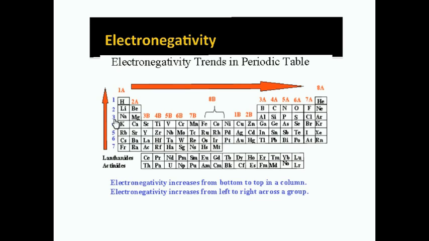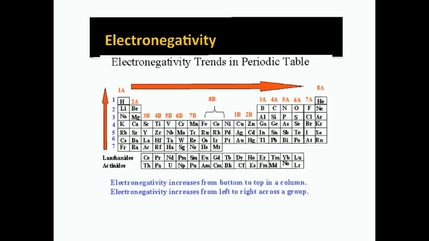As you move from the bottom to the top, the reason why electronegativity increases is because there are not as many shells. And so because there are not as many shells, the nucleus does not have as much shielding, and therefore it can pull electrons stronger.